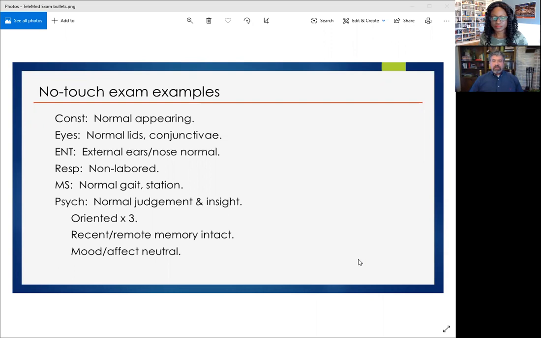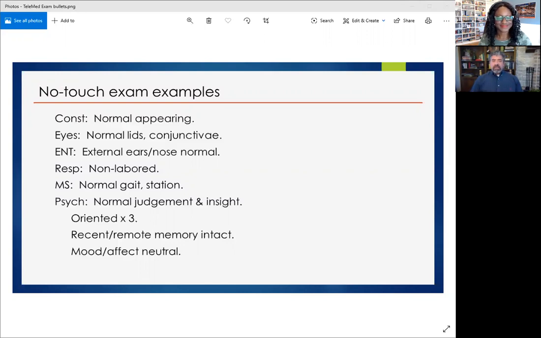For example, constitutional. Are they normal appearing? Are they overweight? Are they underweight? Do they not look normal in some way? Put that down. On their eyes, and this is not required, but if they have normal eyelids, normal conjunctiva, or not, because somebody's calling in with pink eye, that's a bullet for the exam. If their external ears and nose look normal, that's a bullet for exam. Now, respiratory, obviously we can't listen to people. But saying that they are non-labored or no acute, the bullets actually say if their breathing is labored or non-labored. And so that's what we put in our templates. Their breathing was non-labored. And you think, well, that's not important if they're here for a psych visit. Well, it is if it's labored.